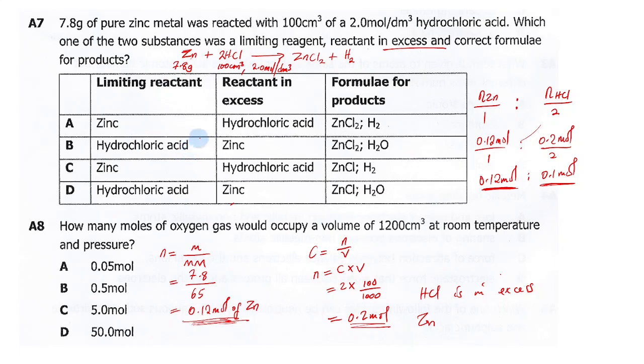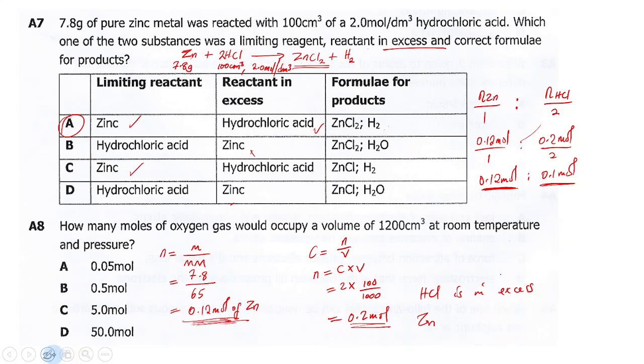Oh, the limiting reagent should be zinc, so it's this one here or this one here. Then for the reactant in excess, we have said it is hydrochloric acid. So this one qualifies, not this one. Then, correct the formula of the products. We have seen that the formula for the products is this one, zinc chloride, and hydrogen gas, which is this. So here the answer is that.